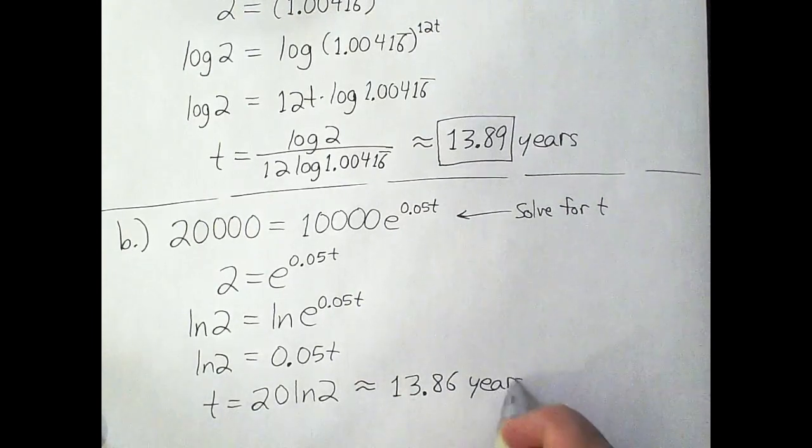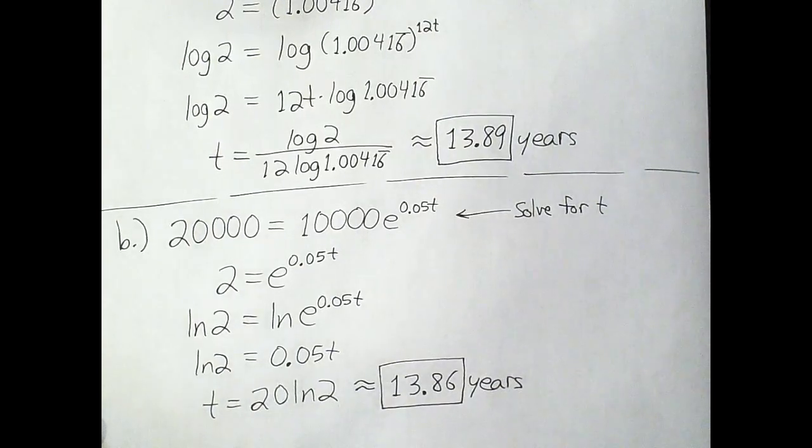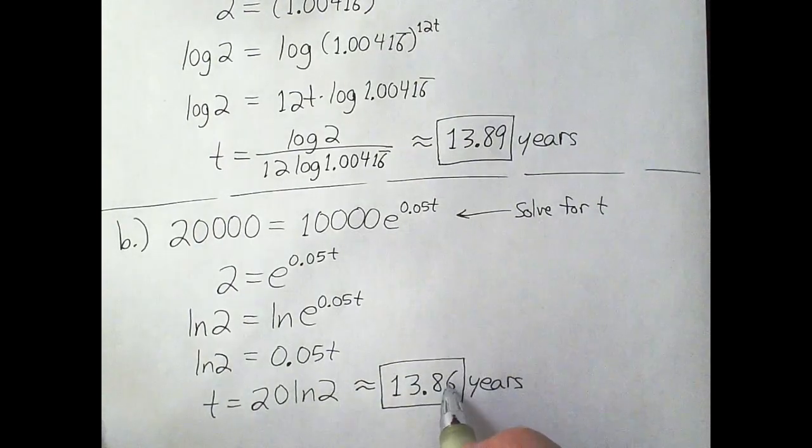Which makes sense, because I was expecting the answers to part A and B to be very close to each other. Technically, having the interest compounded continuously should get you more money faster. So it makes sense that this is slightly less time for part B. Slightly fewer years.